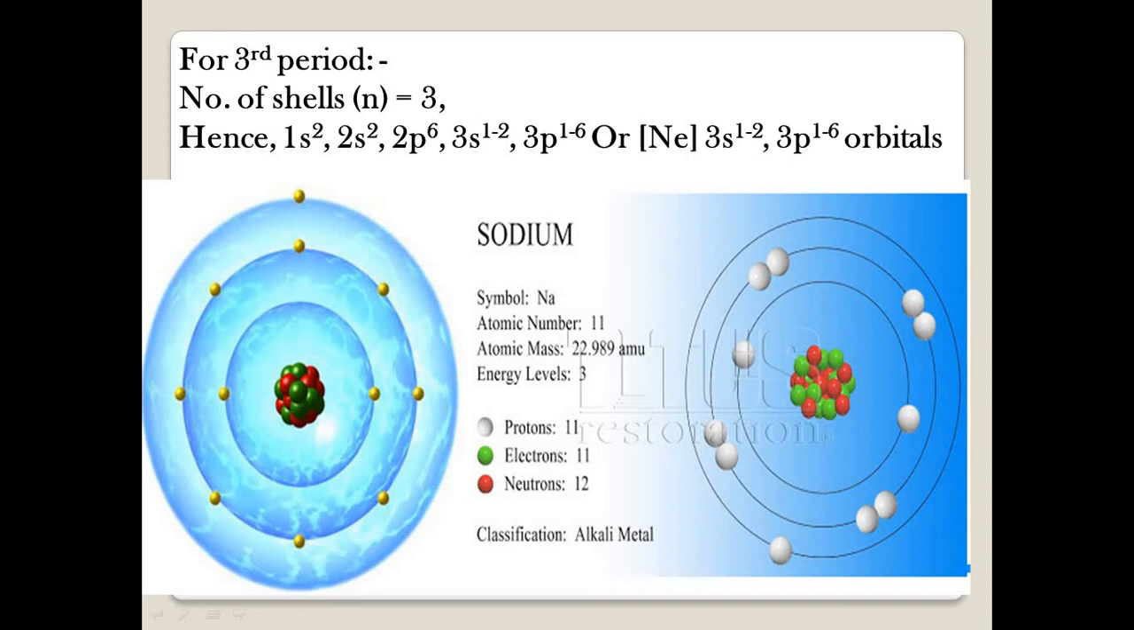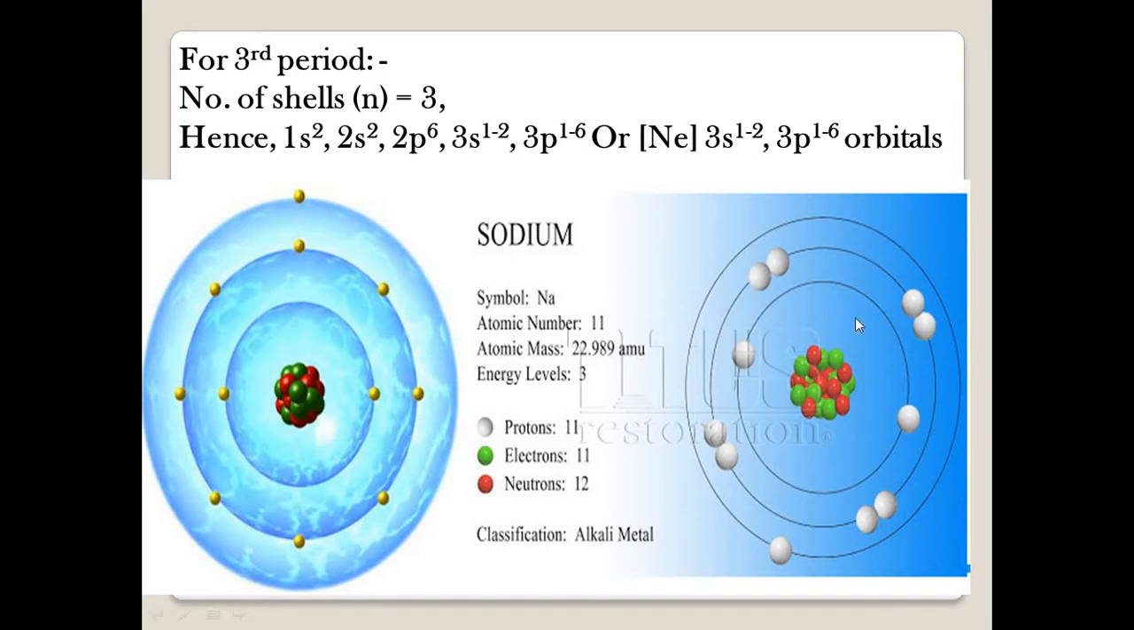Okay, let's see the third period. For the third period, n is equal to 3. Hence, the electronic configuration or shells start from 1s2, 2s2, 2p6, 3s1 to 2 and 3p1 to 6. For sodium, it has atomic number 11, mass 23, and 3 energy levels. Protons are 11, neutrons are 12, electrons are 11.